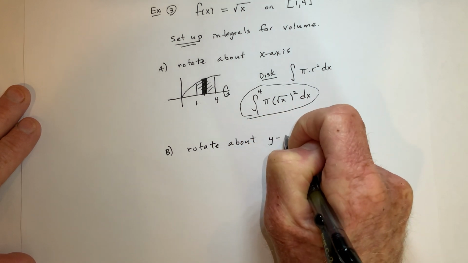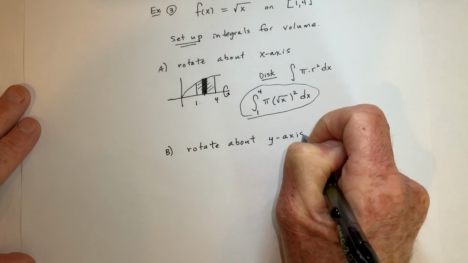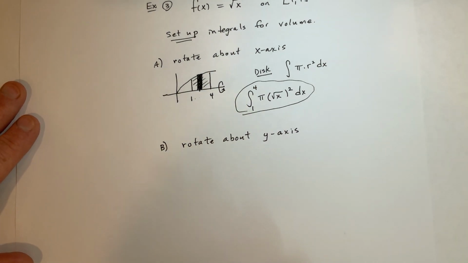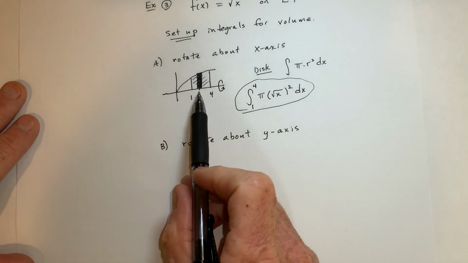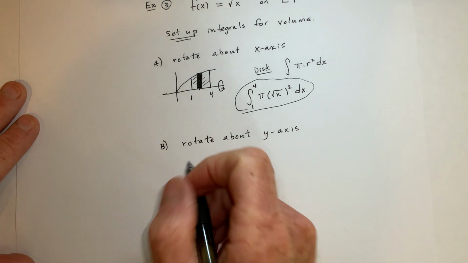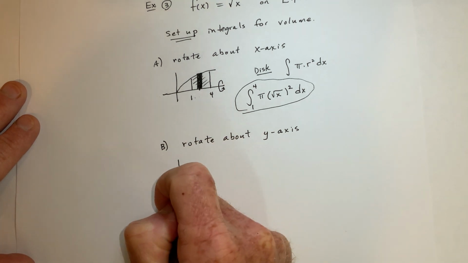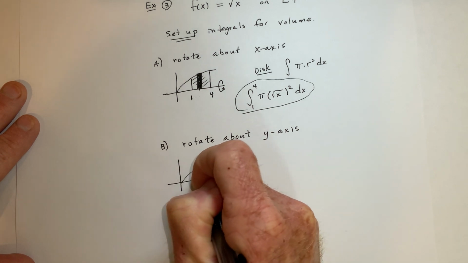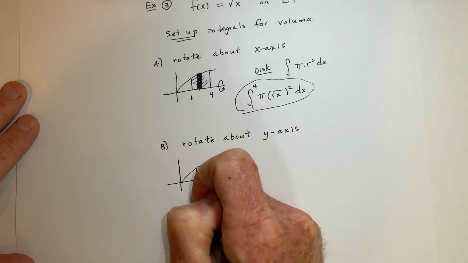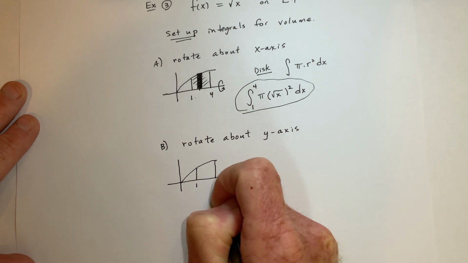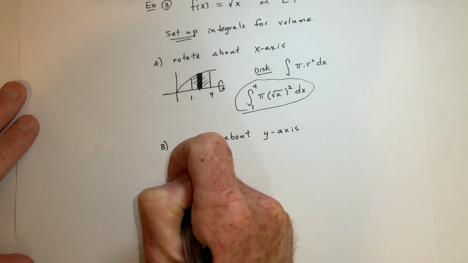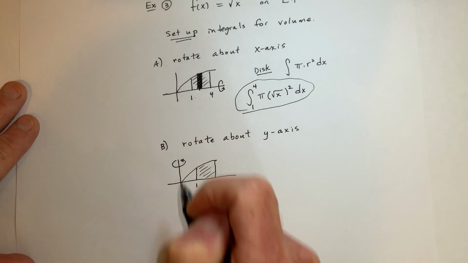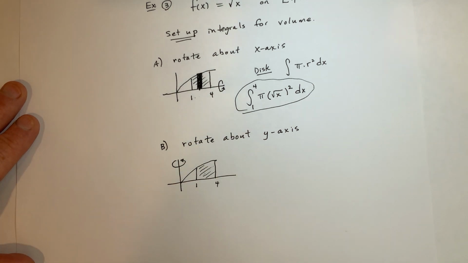Then for the next one, what if we rotate about the y-axis? So it's the same shape. So I think I'll go ahead and spend the ink. It's the same shape going from 1 to 4. So it's this shape. And then rotate that about the y-axis.